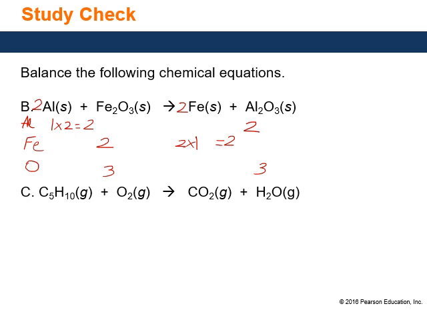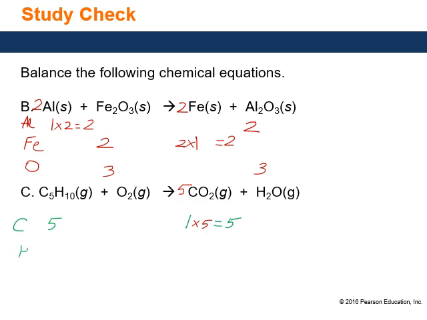Let's try one more example that will help you get to a different kind of rule. This is C5H10 reacts with oxygen, gives me CO2 and water. So how many carbon do I see on the left? 5. How many carbon do I see on the right? 1, which means I should get this equal to 5. So I should multiply this with 5, and that would be my new coefficient.